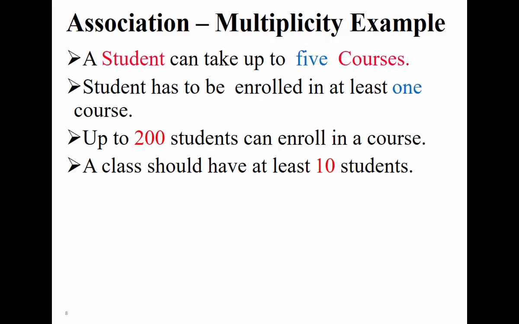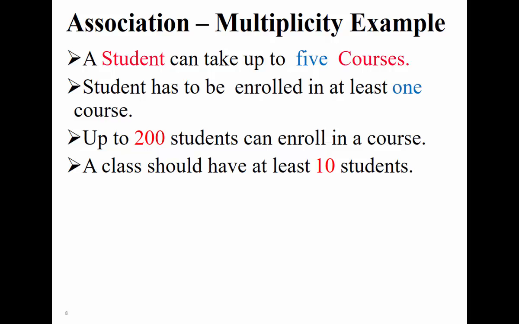Example of multiplicity relation. This is an example. We say that a student can take up to 5 courses. A student has to be enrolled in at least one course. Up to 200 students can enroll in a course. And a class should have at least 10 students. This is an example given to us. Maybe you can think about it as one part of the specification that will be given to you in the exam, or maybe in the final exam, and you are asked to represent this multiplicity relation.